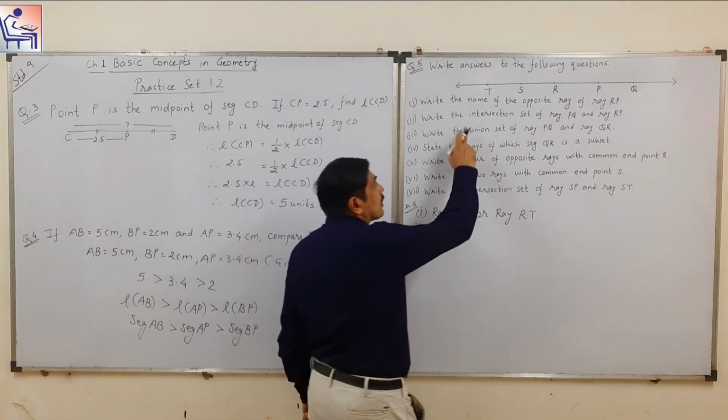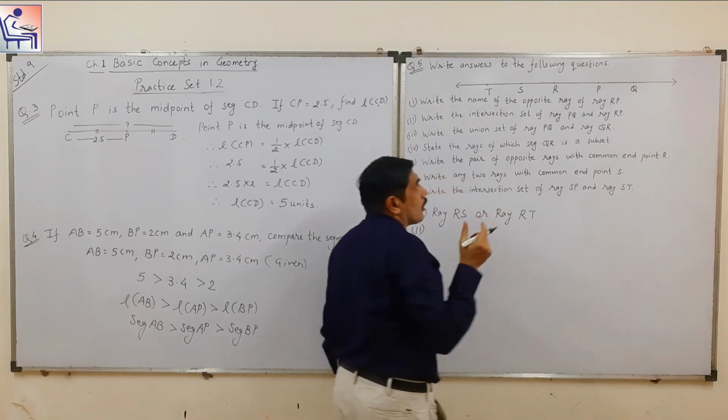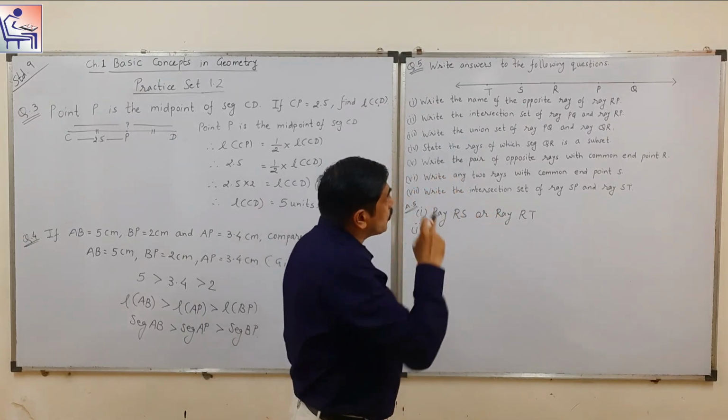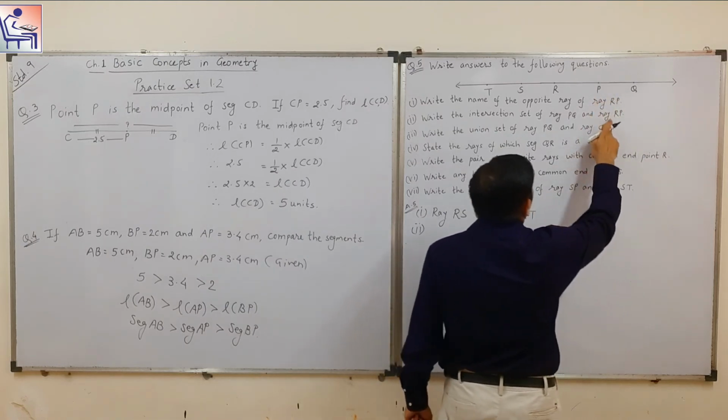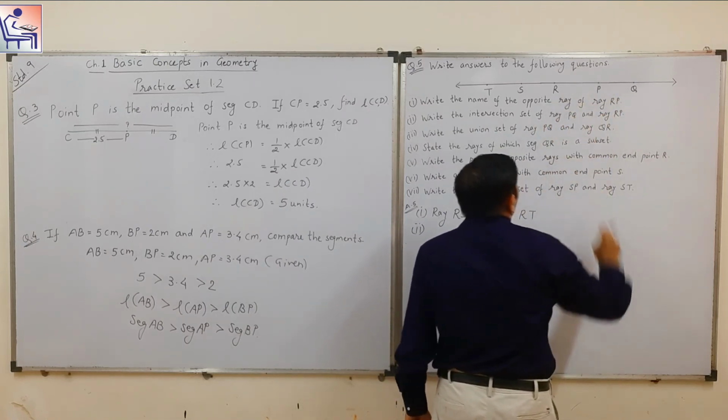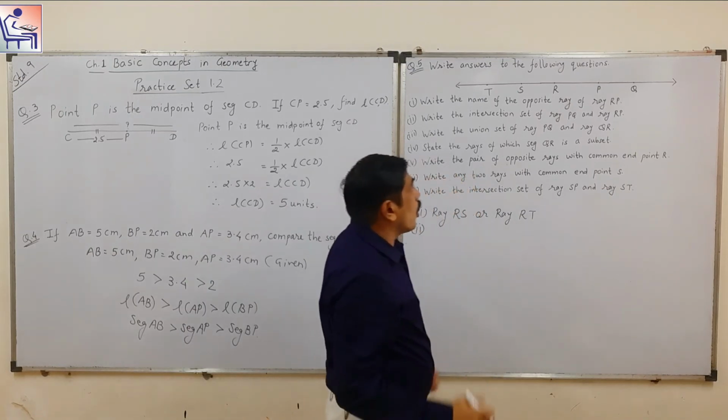What is the meaning of intersection set? We have to find out the common part. So ray PQ, first we will check here the ray PQ and then ray RP. So here what is the common part?